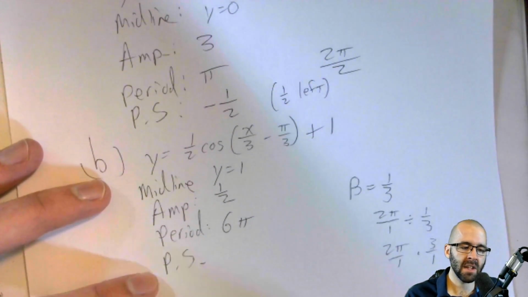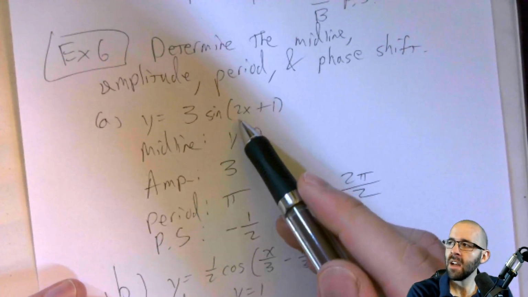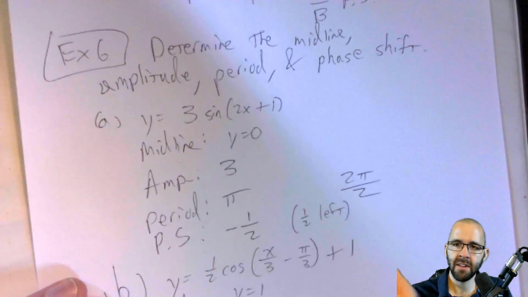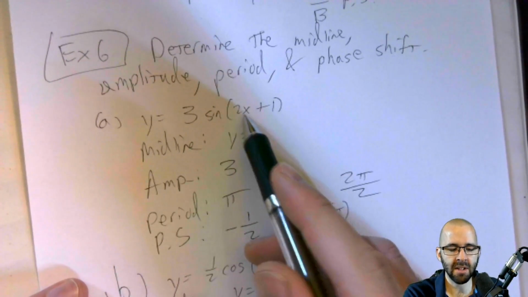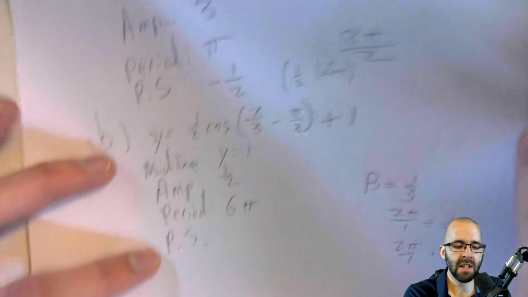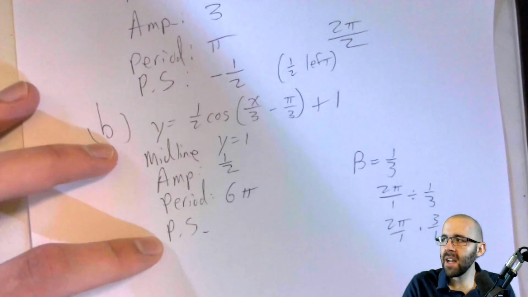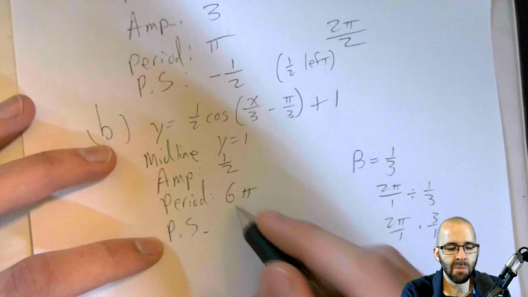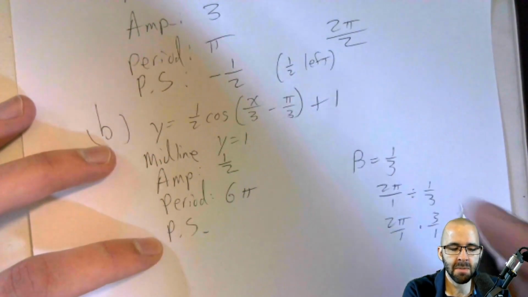And again, one way to think of period is the standard period is 2 pi. If we have a 2 in front, that doubles the speed, so it's going to take half the time. Now the period's only pi. Over here, the standard period's 2 pi, but we're dividing by 3. We're slowing it down by a factor of 3, so it's like multiplying by 3. We get a period of 6 pi.